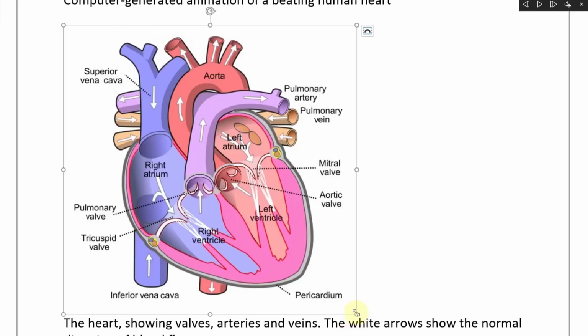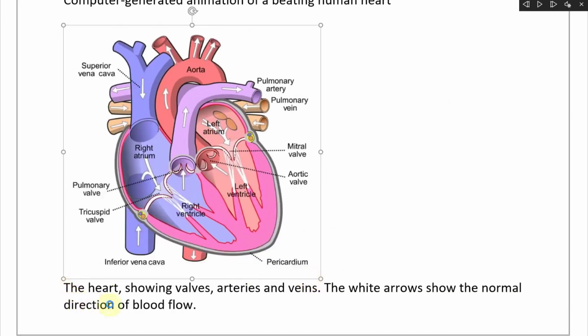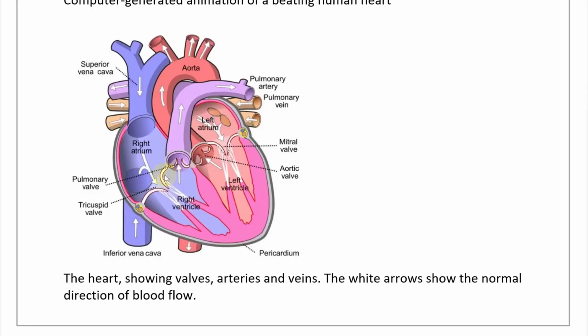And here's that image again that we had seen, the heart showing valves, arteries, and veins. The white arrows show the normal direction of blood flow. Let's take a look. There's the inferior vena cava, the bottom part, and then from the body tissues, blood comes into the right atrium, which goes to the right ventricle, and then goes up over here to the pulmonary arteries.